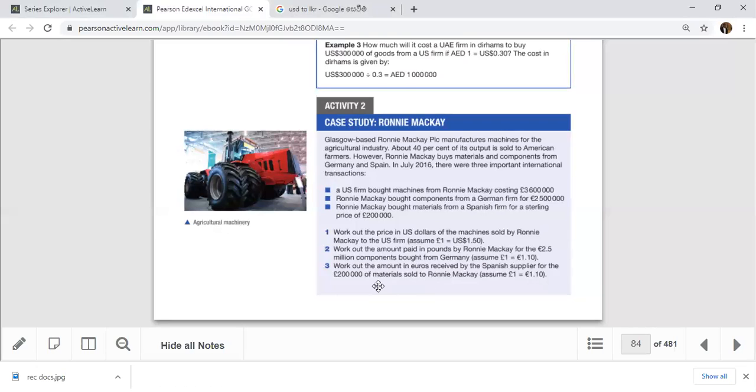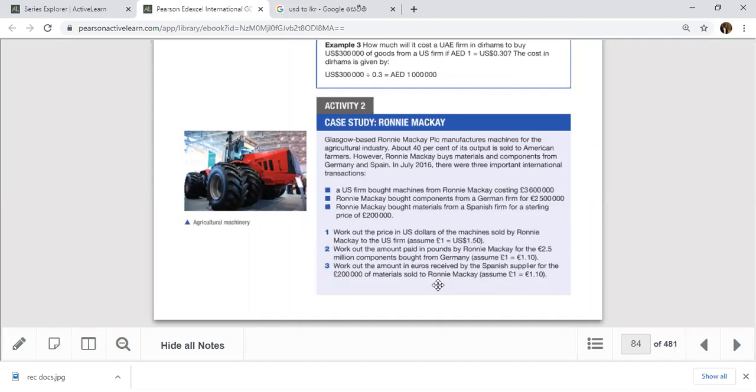And the third question: work out the amount in euros received by the Spanish supplier for the 200,000 pounds of materials sold to Ronnie Mackay. Again they give an exchange rate: assume that 1 pound equals 1.1 euro. So here, the strong currency is the pound, and the euro is the weak currency. You have to work out the amount in euros.